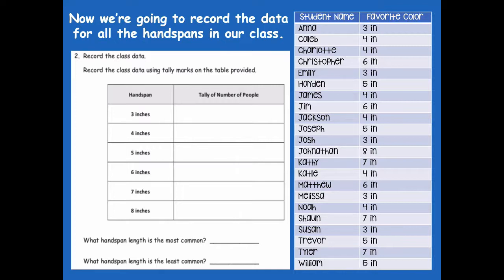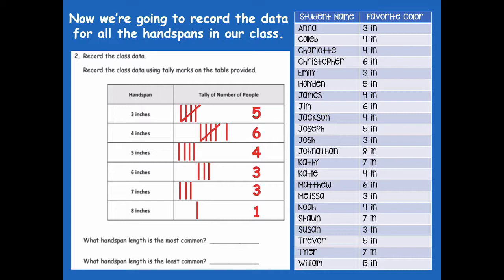Okay, so here's what I came up with. There were 5 people for 3 inches, 6 people for 4 inches, 4 people that had 5-inch hand spans, 3 people that had 6-inch hand spans, 3 people that had 7-inch hand spans, and 1 person that had an 8-inch hand span.